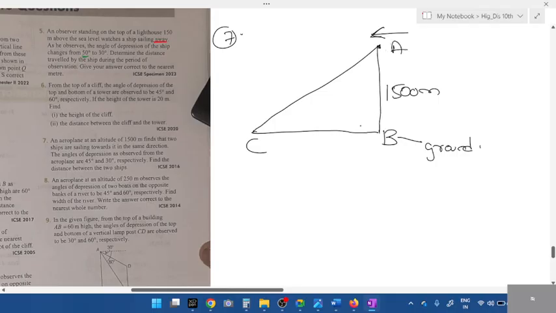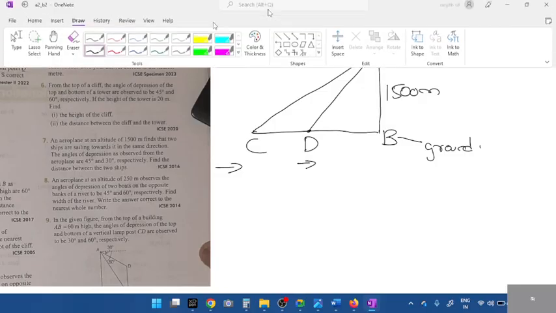So 1500 meters, and it finds that two ships are sailing towards the same direction. What do you mean by sailing in the same direction? Both the ships are like this, right? C and D, sailing in the same direction. Okay, now angle of depression. The angle of depression observed from the aeroplane is 45 degrees and 30 degrees. If it is angle of depression, draw a dotted line on top. What are the two angles given, students?